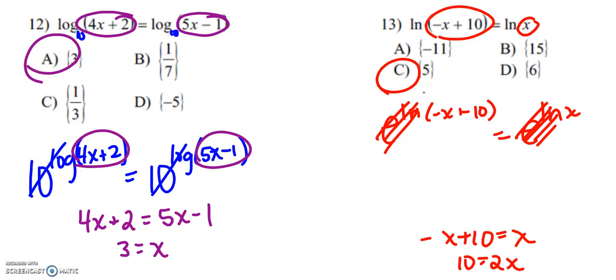With both of these, you do want to go back and plug in your number and make sure that they work, because the natural log has a domain restriction in its parent form that your input has to be greater than 0. So if I plug in 5, I would get negative 5 plus 10, which is positive 5. We're all good there. Natural log of 5, good there. This one, if I plug in 3, 4 times 3 is 12 plus 2 is 14. All good. Plug in 3, 5 times 3 is 15 minus 1. We're all good.